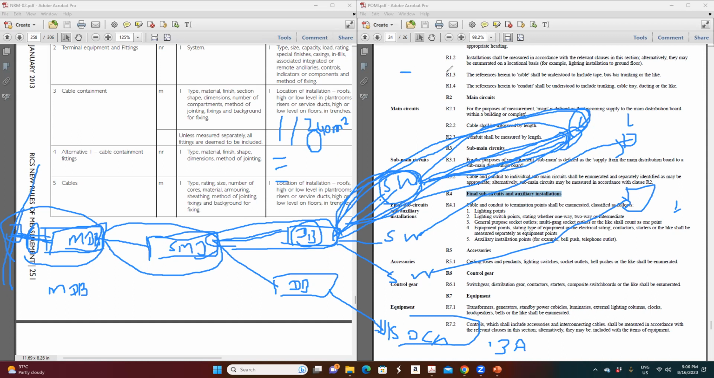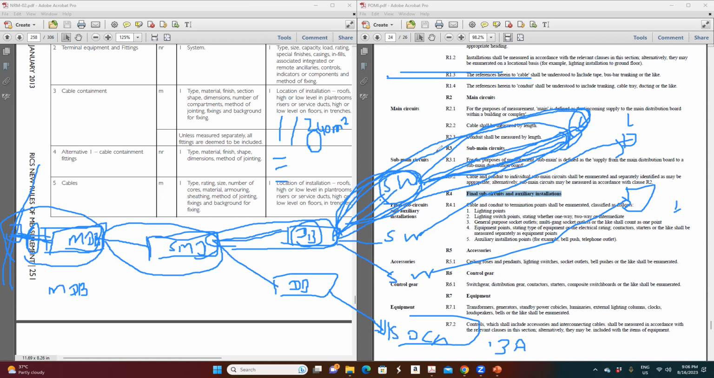Also, when you run the wiring, there will be trunking, or ducting, or a cable tray. If the tray is a bigger size, like 1 meter or half meter width, this has to be measured separately in the bill of quantities. If the tray is small and it is just PVC conduits, this can be included in the wiring itself. Again, it depends on your BOQ description.